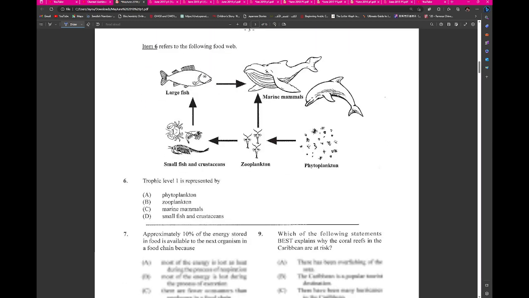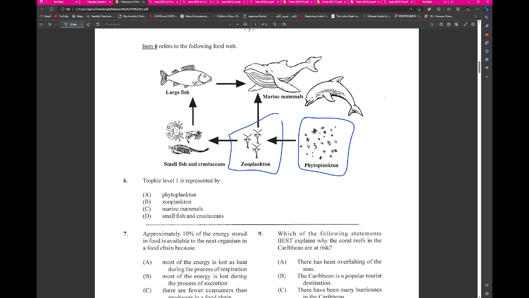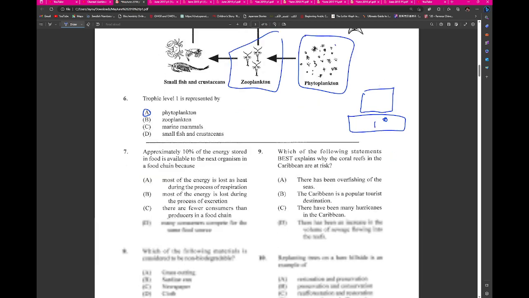Alright, here we know the trophic levels. The first trophic level is represented by whom? Alright, so these are producers. Then you have the trophic levels going up there. So this will be by the zooplankton or the phytoplankton. So the trophic levels go up. So the first trophic level would probably be the producers, right? And they go up to consumers, etc. So I think it would be phytoplankton.